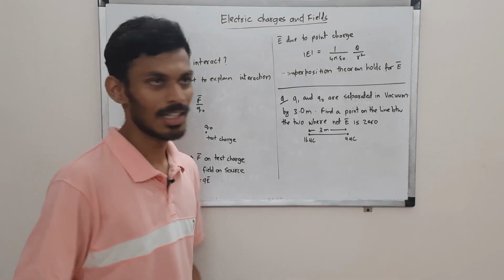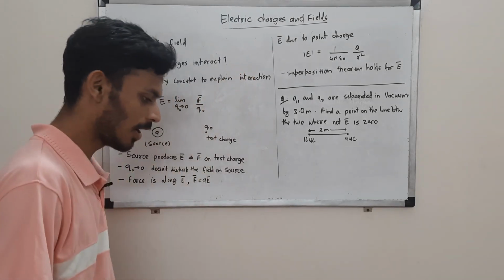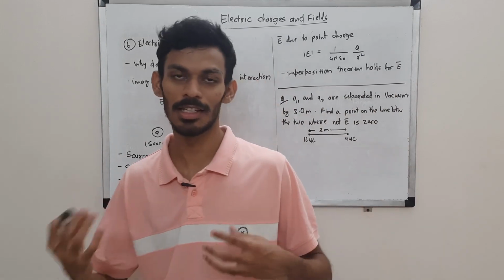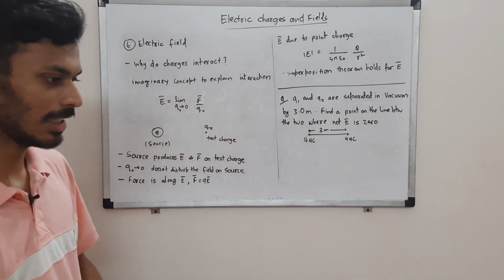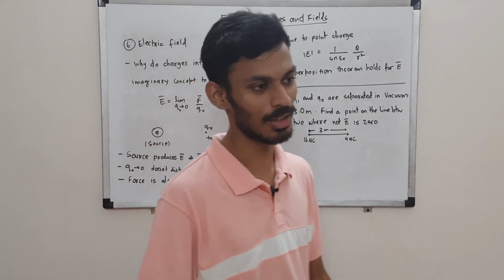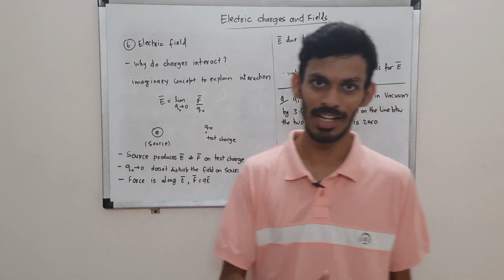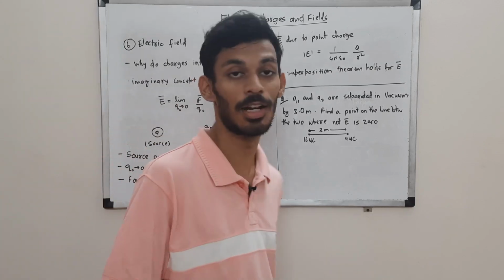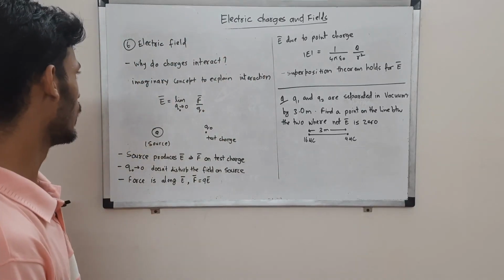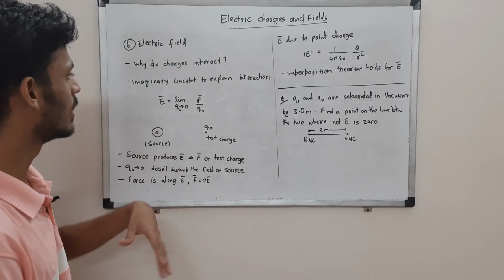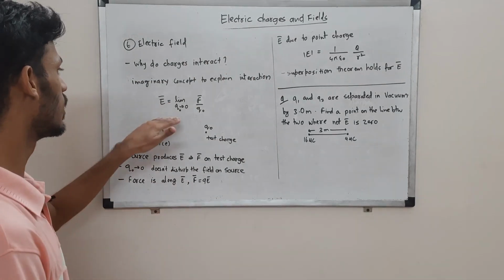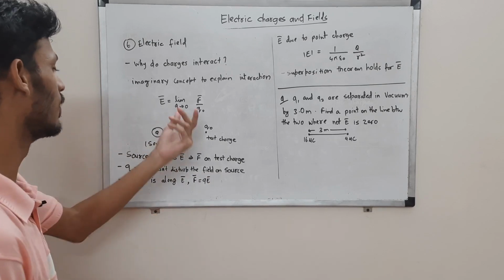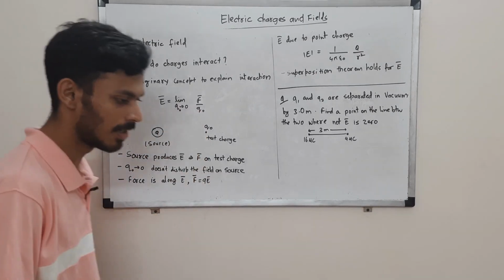So let us now understand the concept of electric field. Electric field was an imaginary concept that was developed to explain this interaction between the charges, just like the gravitational field. To explain gravity, we had the gravitational field, and to explain Coulomb's law and the electrostatic force, we have the electric field. Basically it's mathematically defined as the limit q tending to 0. This q naught is the test charge. We'll see in a while what it is. F divided by q naught.